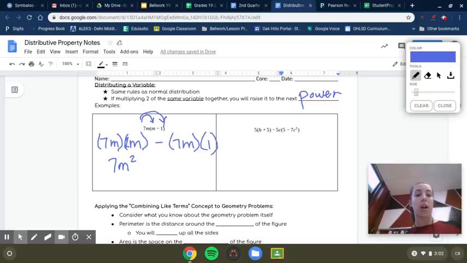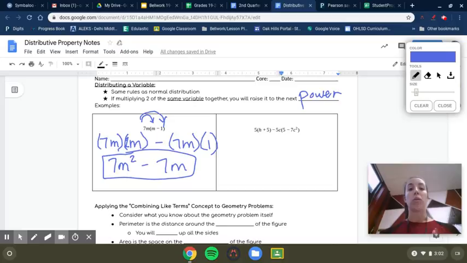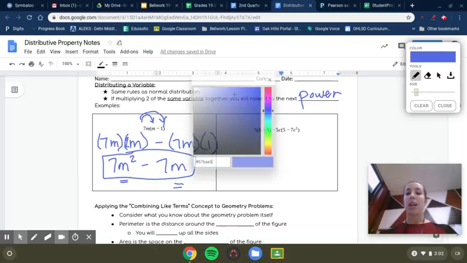So m squared. And then I have minus, and then 7 times 1 is 7, and then m is just by itself. So you leave that there. So your final answer for this is 7m squared minus 7m. And you cannot combine these two because this one has two m's while this one only has one. So yes, they have the same variable, but they are not the same amount, so you cannot combine them. Okay, then we have the next one here.